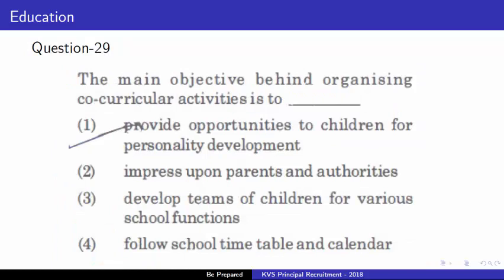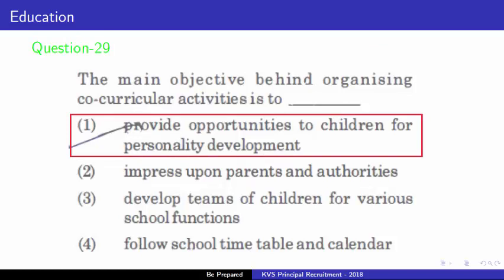Next question is, the main objective behind organizing co-curricular activities is to, options are number 1, provide opportunities to children for personality development, second option is impress upon parents and authorities, third option is develop teams of children for various school functions, and last option is follow school timetable and calendar. Correct answer is option first, that is the main objective behind organizing co-curricular activity is to provide opportunities to children for personality development.